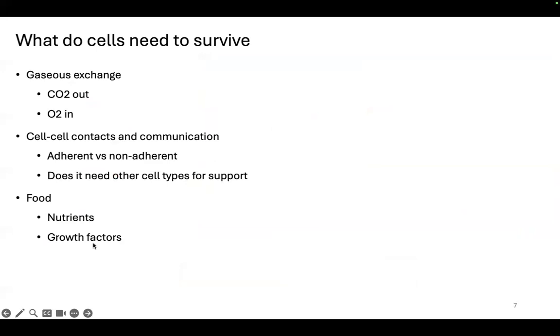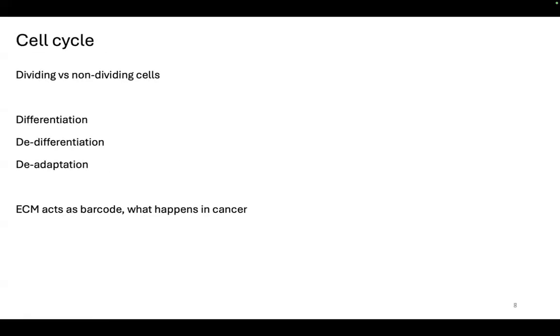So, growth factors or signaling molecules and so on. And of course, nutrients. They need sugar, salts, and of course, they need O2 there. We'll talk about these protocols in more detail in the upcoming classes, but these are the basic things that cells need to survive.